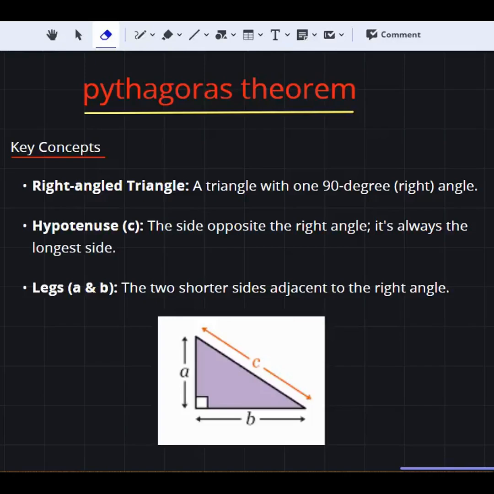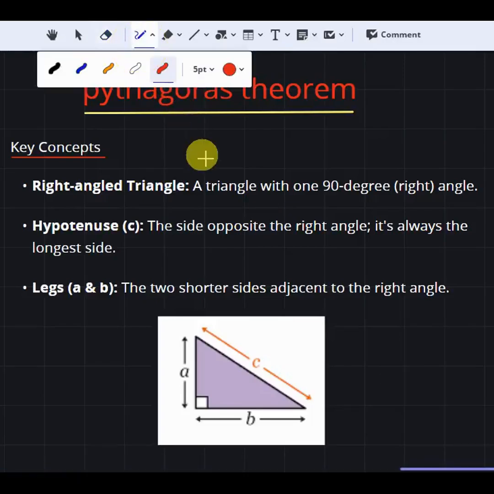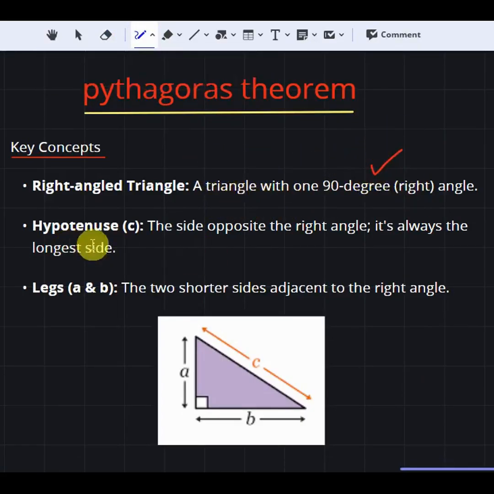Now I will explain some of the key concepts which we need to remember to use the Pythagoras theorem. The first one is a right angle triangle. It means a triangle with a 90-degree angle. The second one is the hypotenuse. The hypotenuse is the side opposite to the right angle, and it is always the longest side.